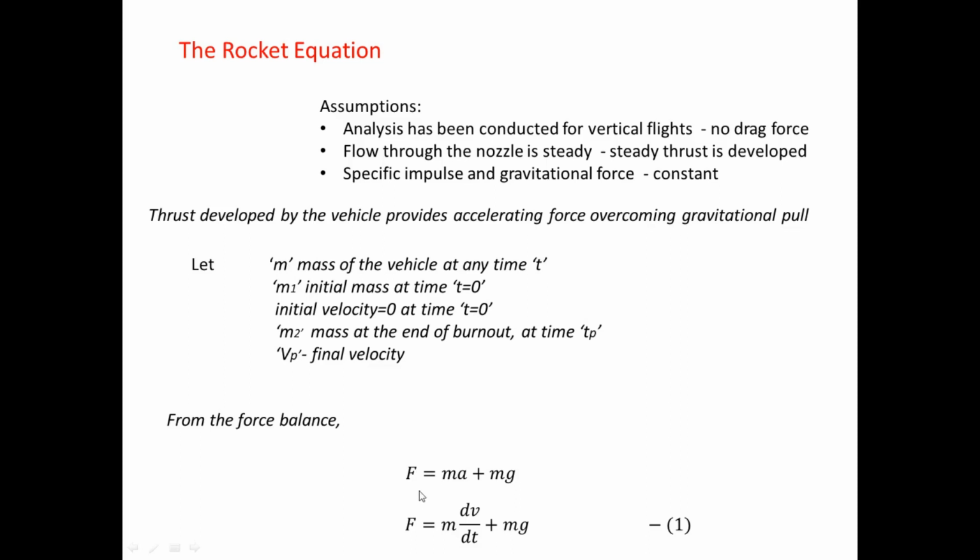So the total thrust produced is utilized for producing acceleration for the vehicle, that is m into a, plus overcoming gravity. Here a will be equal to dv by dt.